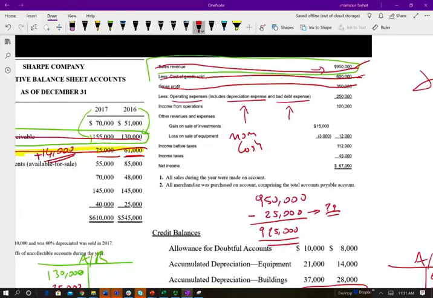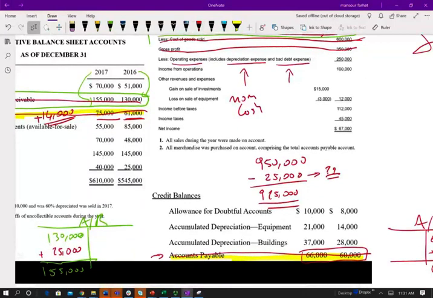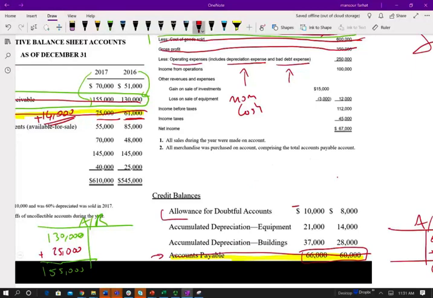Now, how do I know how much depreciation I took? How do I know how much bad debt expense I took? I have to look at the related balance sheet account. The related balance sheet account for bad debt expense is allowance. And what do I see in my allowance? I see my allowance went from 8,000 to 10,000. And what happened is this: every time allowance is increased, you debit bad debt expense and credit allowance.